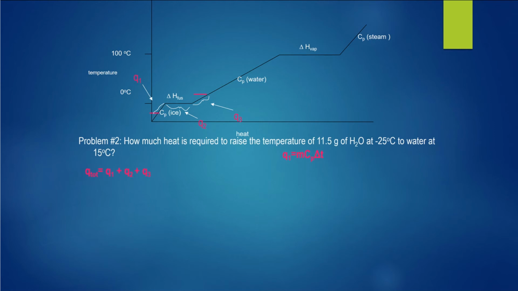Our first amount of energy, bringing that ice up 25 degrees Celsius, can be found with this formula here. Again, use the correct specific heat. Specific heat for ice is 2.06 joules per gram degree Celsius. Our change in temperature is 0 minus negative 25 degrees Celsius. Again, final temperature minus initial temperature.